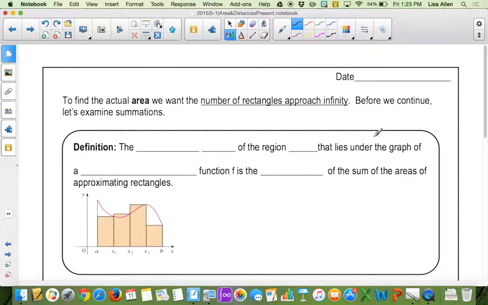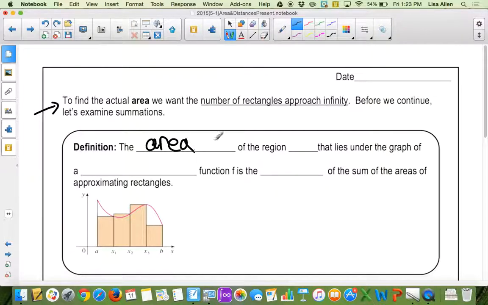So moving on from there, let's take a couple notes now. To find the actual area, we want the number of rectangles first to approach infinity. Before we continue, let's examine summations. So when we're talking about the area, here's a definition.